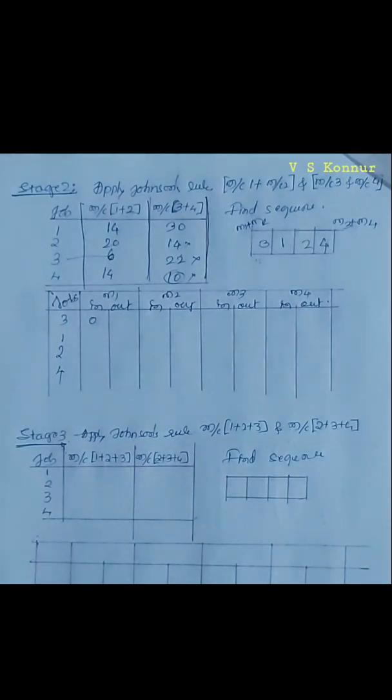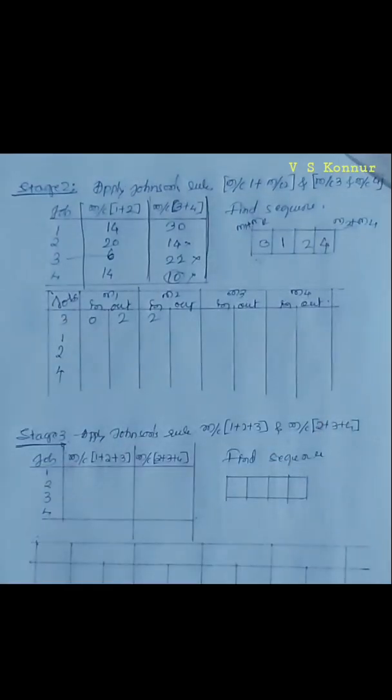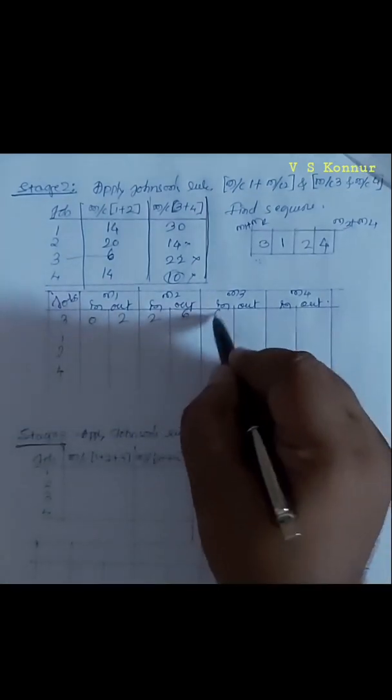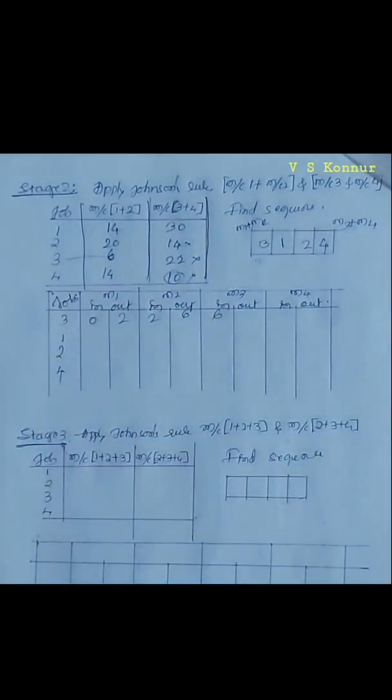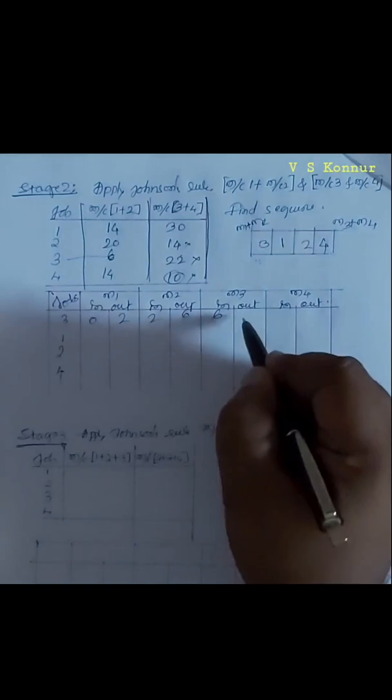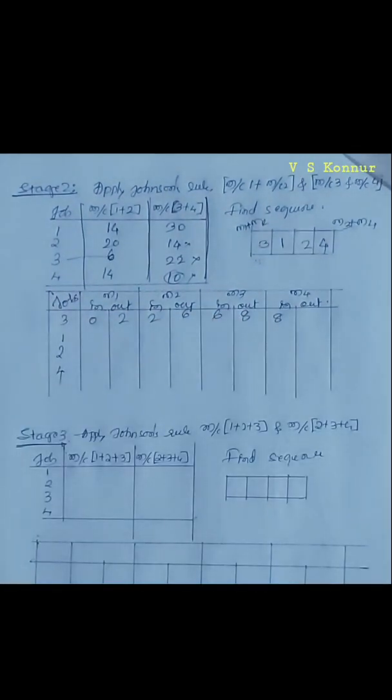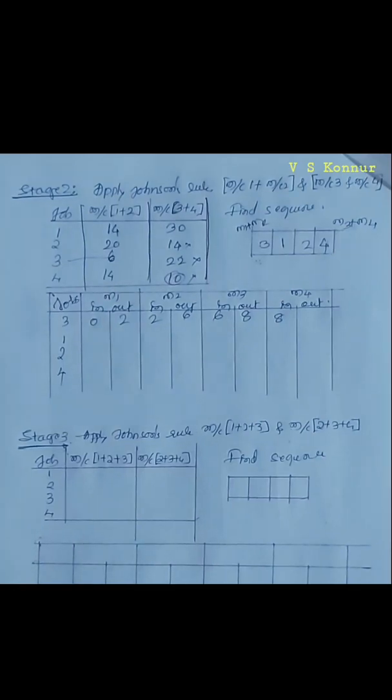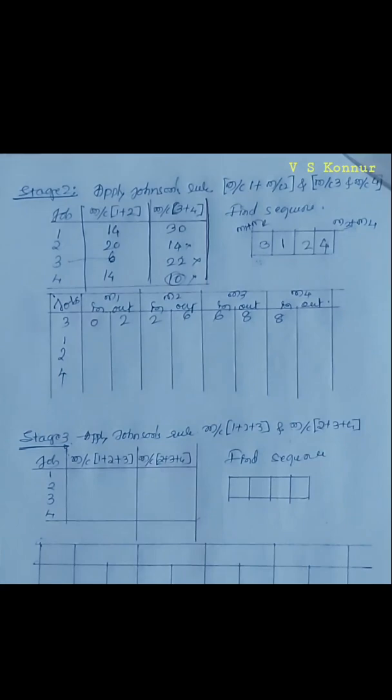It is entering at second and it requires 4 hours to complete. It is entering at the third machine, and it requires 8 hours to complete. Next it is entering at the fourth machine, and it requires 16. Third job, it requires 14 hours to complete, so total 28.